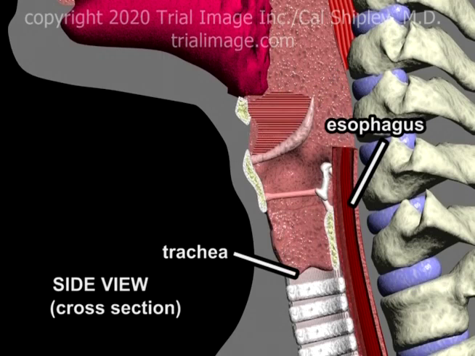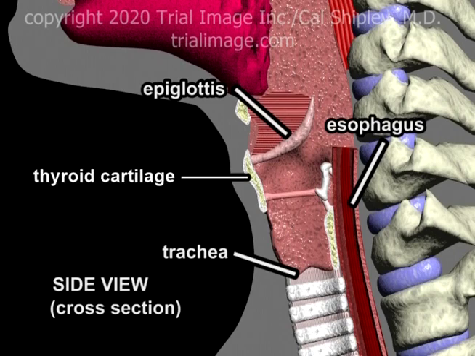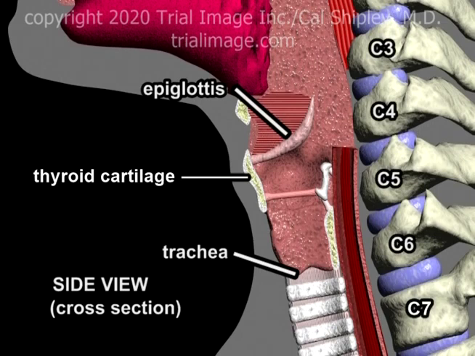A cross-sectional view reveals the epiglottis, a flap of fibrocartilaginous tissue which is attached anteriorly to the inner aspect of the thyroid cartilage. Lying posteriorly at the very back of the throat is the cervical spine.